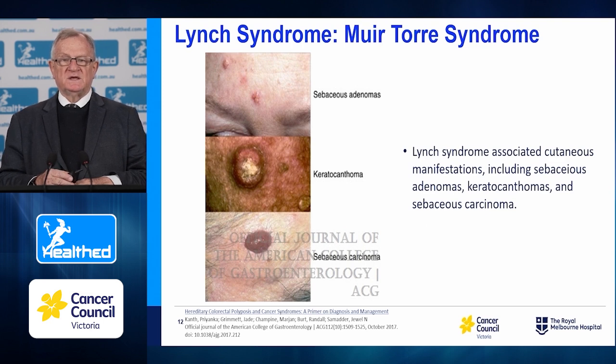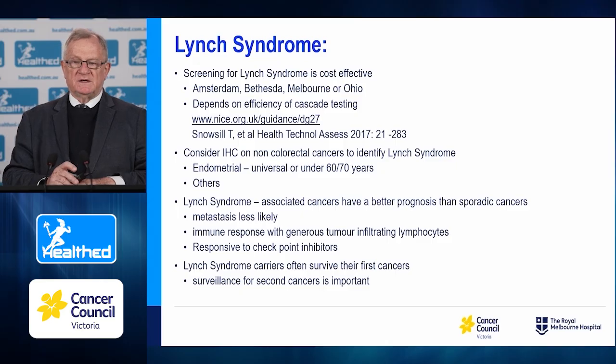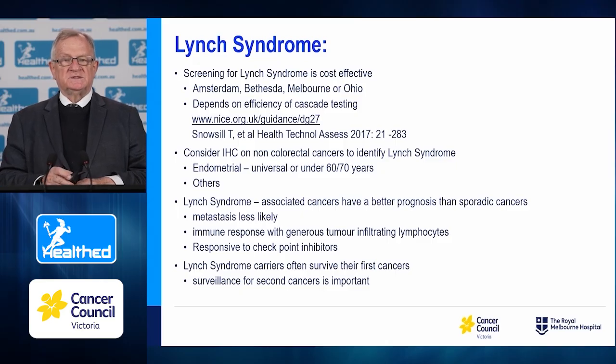So we get a whole stream of patients referred from dermatologists and general practitioners with sebaceous adenomas, keratoacanthomas, or sebaceous carcinomas. And the younger they are, the more likely we would be chasing the possibility of Lynch syndrome as causing this. So there are some interesting other features about Lynch syndrome, which I'll just mention. Firstly, we've moved from the position of, say, the Amsterdam criteria as the screening process through to testing every colorectal cancer, which I've mentioned.